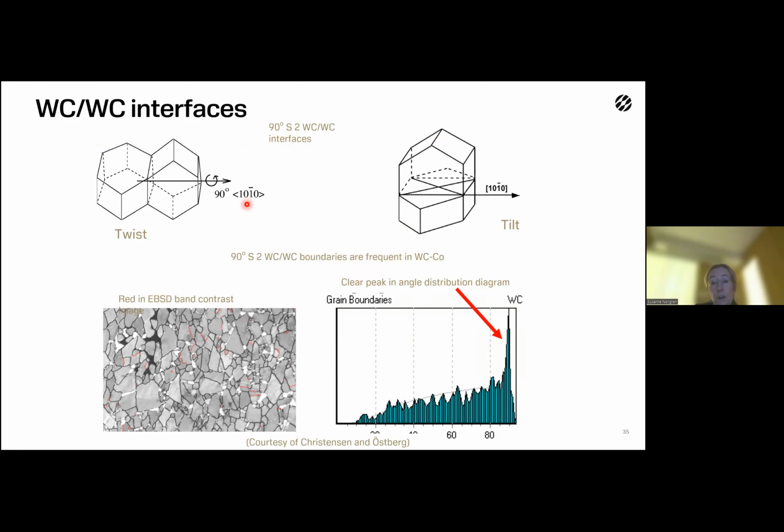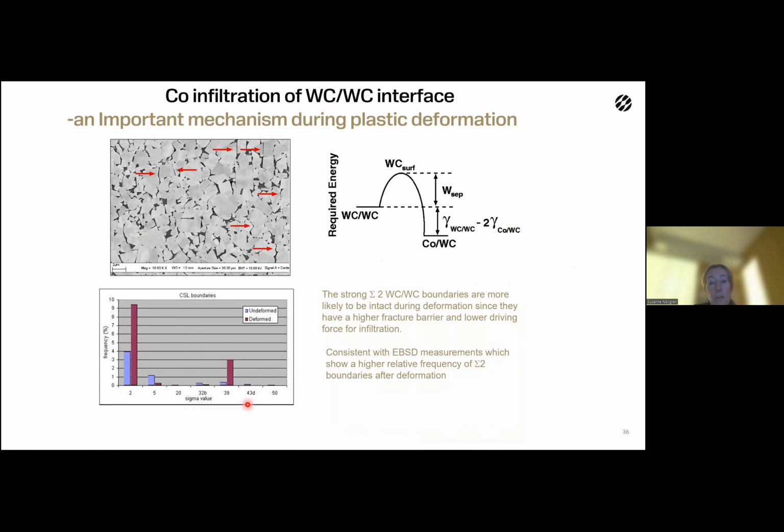So if we look at tungsten carbide interfaces, there are random interfaces and there are also special ones. The special ones are called sigma 2, twist, and tilt. These are low energy interfaces, and they are quite frequent in the tungsten carbide material. You can see them here in red. Since these special low energy sigma 2 interfaces are very strong, they are more likely to be intact during deformation, since they have a higher fracture barrier and are lowering the driving force for infiltration.